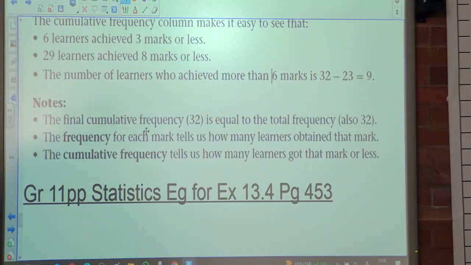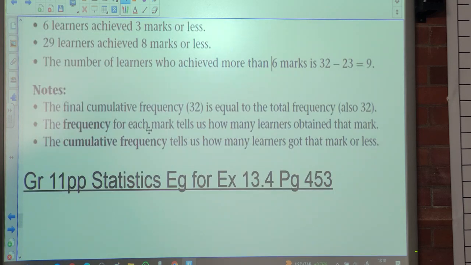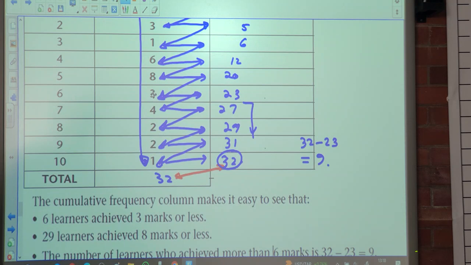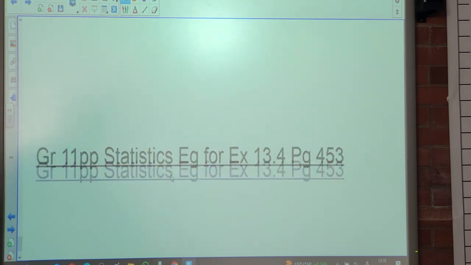Note, the final cumulative frequency, 32, is equal to the total frequency, also 32. That is what I've indicated here in the red. The frequency for each mark tells us how many learners obtained that mark. Okay, so here, 3 people scored 8, 8 people scored 5. No? And then the last note here, the cumulative frequency tells us how many learners got the mark or less. Okay, that's what we indicated earlier.